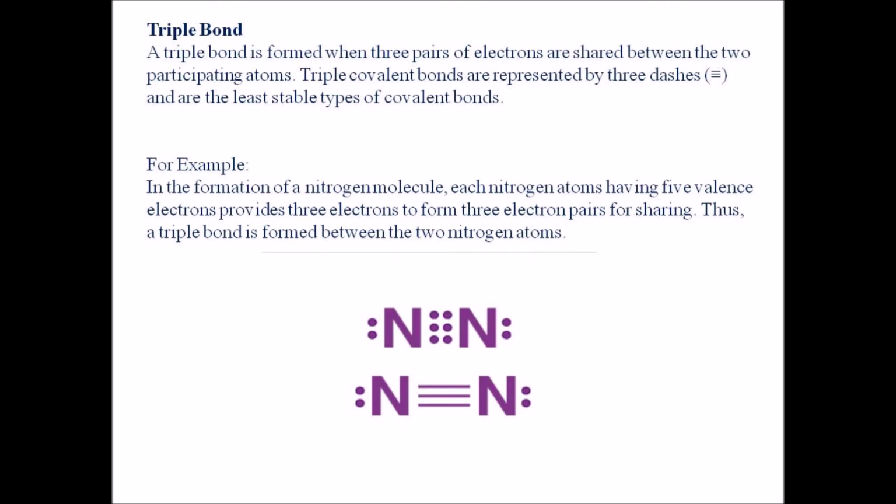An example is the formation of the nitrogen molecule. Here each nitrogen atom, having 5 valence electrons, provides 3 electrons to form 3 electron pairs for sharing. Thus, a triple bond is formed between the two nitrogen atoms. So we discussed the types of covalent bonds: single, double and triple covalent bonds. The next one is the polar covalent bond.